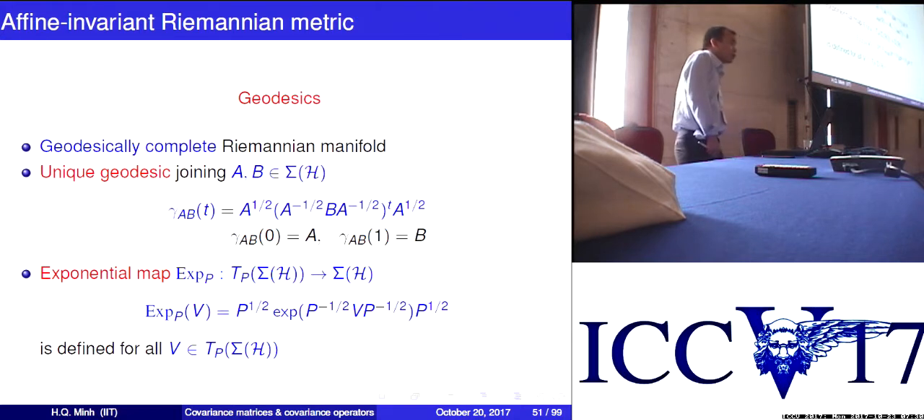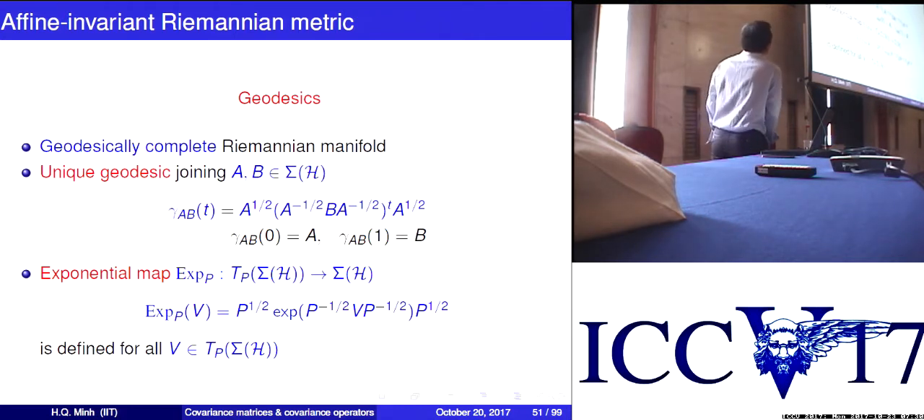So this manifold is also geodesically complete, and it also has non-positive curvature. Between any two operators A and B, okay, I write A and B here, but it should be A plus gamma I. Sorry, but anyway, I write A and B. The geodesic actually has the same form between any two operators on this manifold. We have the same geodesic equation and the same exponential map. So the equations are the same as before.